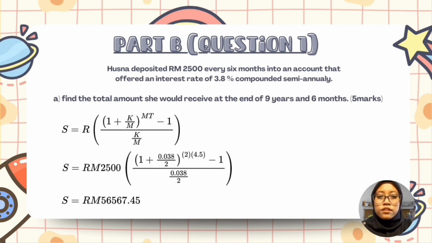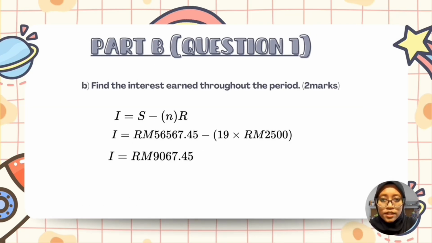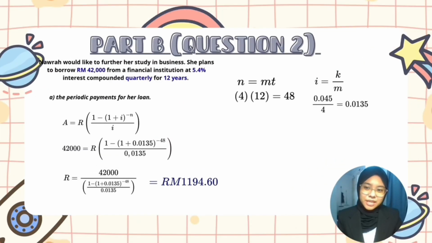After calculating, the total amount Husna will receive is RM56567.45. Next, the question asks for the total interest earned during the period. To find this, I use the formula interest equals the total amount received minus the total contributions. So I subtract 19 times RM2500 from RM56567.45. The total interest earned is RM9067.45.